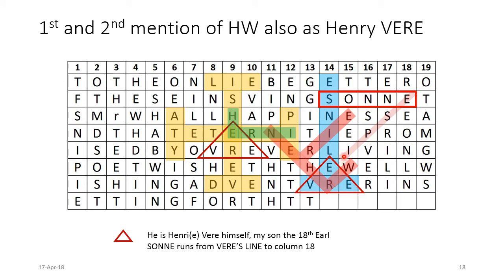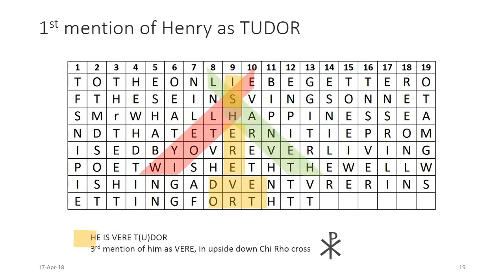We've got Henry Wriothesley Vere, and Henry Wriothesley Vere himself is my son. It comes from Vere's line to the 18th Earl. So I think that confirms yet again that Henry Wriothesley is the son of the Earl of Oxford. So let's move on to slightly more controversial things, if it's possible.